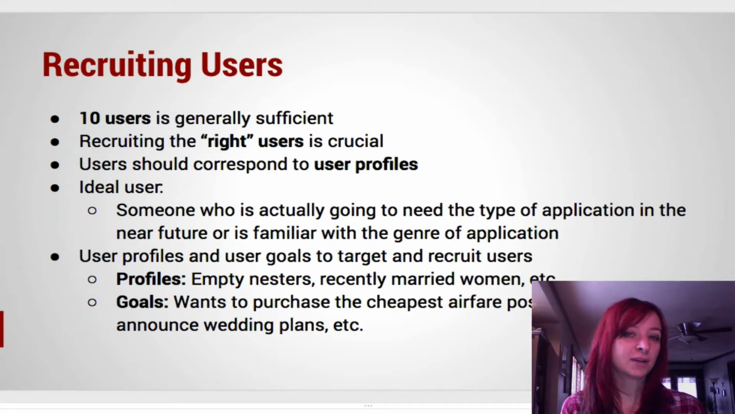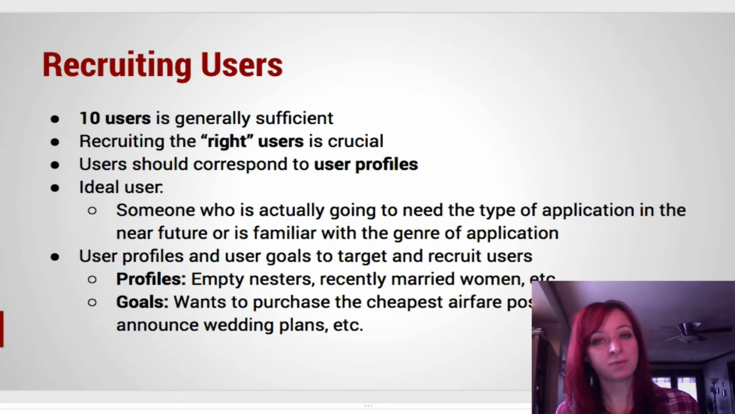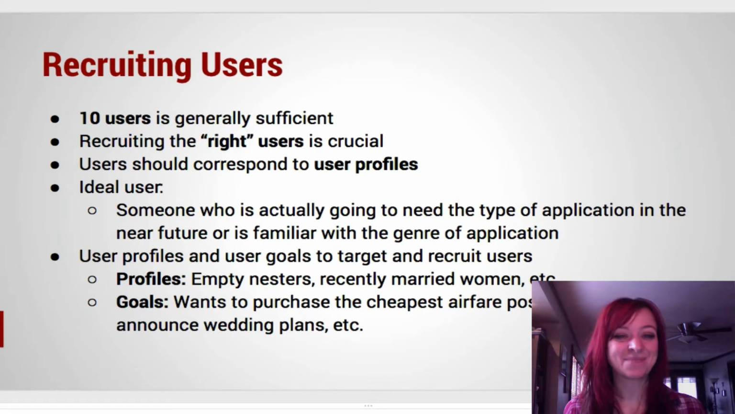So maybe a persona for your sorority site is Sally, the 20-year-old sorority sister, and her goals are things like stay in touch with her sisters even after she graduates, feel like she's part of a community. Those are the kinds of things your website then needs to do. And a profile on Sally is going to identify her: empty nester, recently married woman, 20-year-old sorority sister. So the users that you test with should correspond to that.